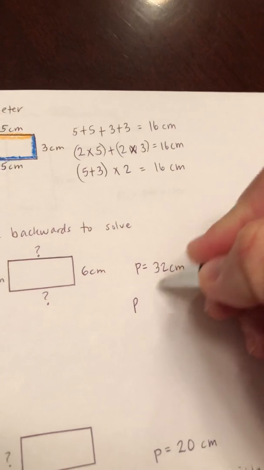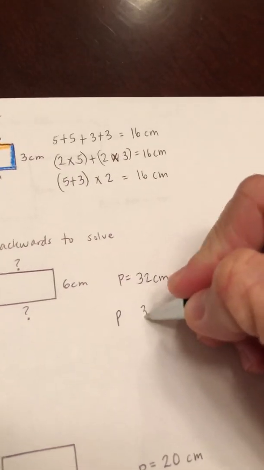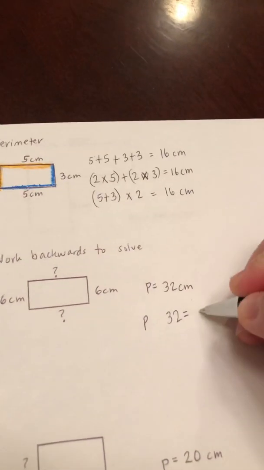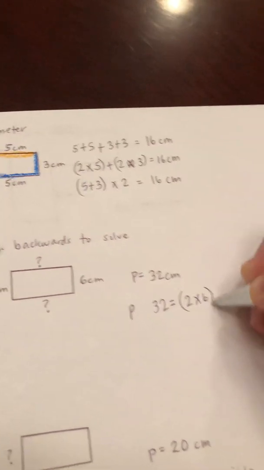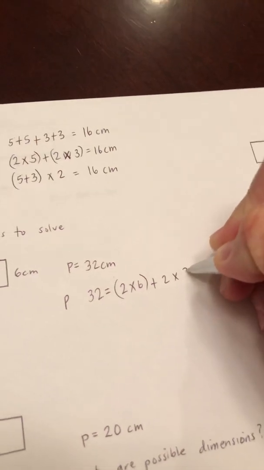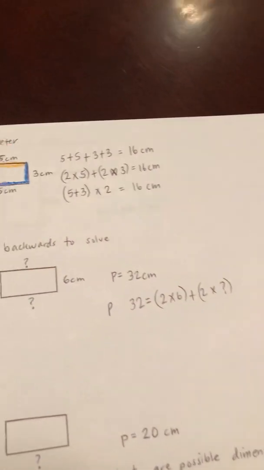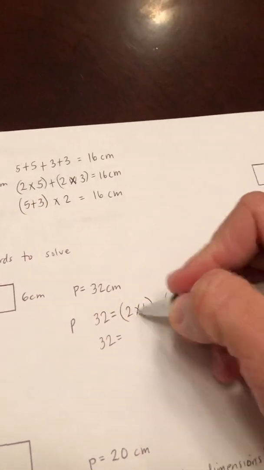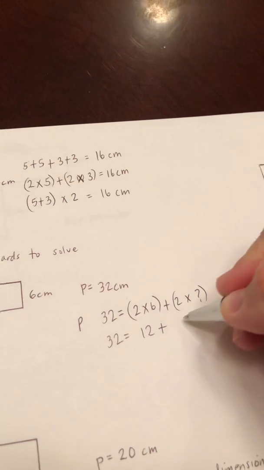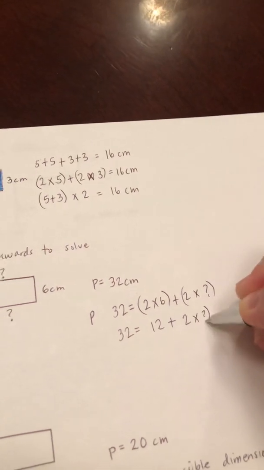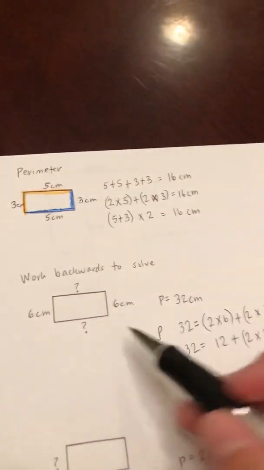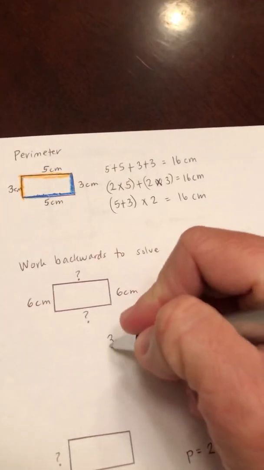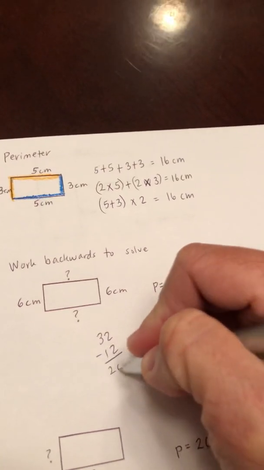So if I know 32 is my perimeter, 32 is going to be equal to 2 6s. So 2 times 6 plus 2 times what number? Okay, well that still leaves kind of a lot of guessing and checking. So let's see here. 32 is going to be equal to, this is 12 plus 2 times what number? All right, so what we're going to do is say, if I know 6 plus 6 is 12, I want to take that away from 32. So 32 minus 12 leaves me with 20 left over.